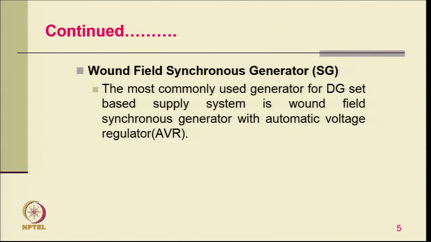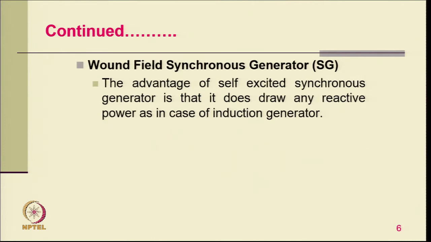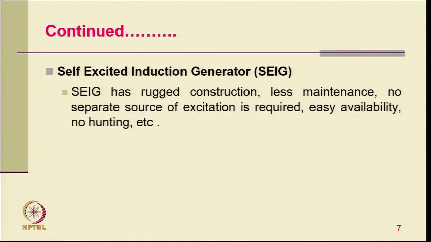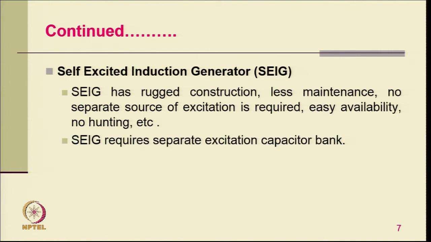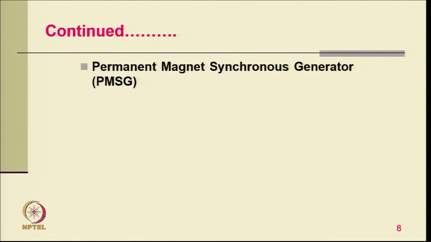Well, coming to the wound field synchronous generator, the most commonly used generator for DG set supply system is the wound field synchronous generator with automatic voltage regulator. But the main problem with the synchronous generator is that it needs a separate excitation unit, which increases maintenance and cost and reduces reliability of the supply. And the advantage of the self excited induction generator is that it does not draw any reactive power, as in a synchronous generator. It has the problem of hunting, and the self excited induction generator has simple construction, less maintenance, and no separate source of excitation required. So, easy availability and no hunting phenomena, and as the self excited induction generator requires a separate excitation capacitor bank, the voltage and frequency regulation are the main challenge of the self excited induction generator.